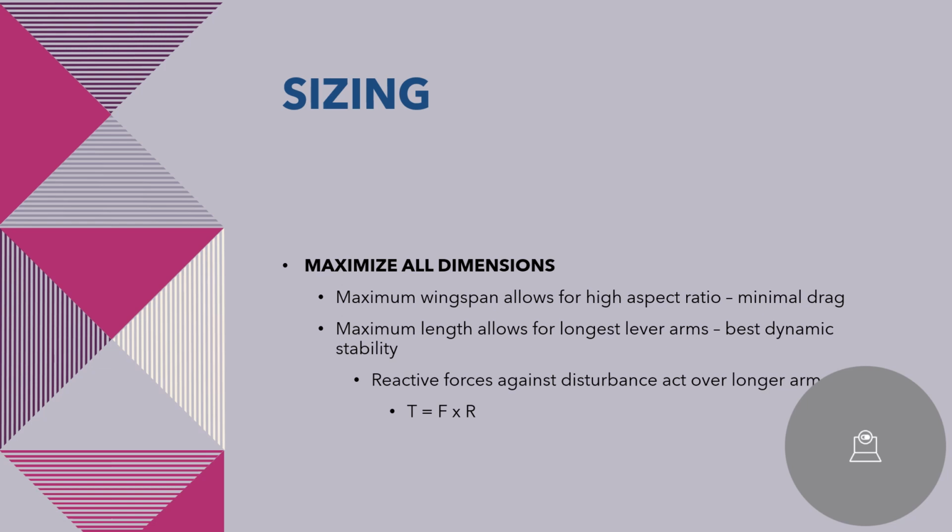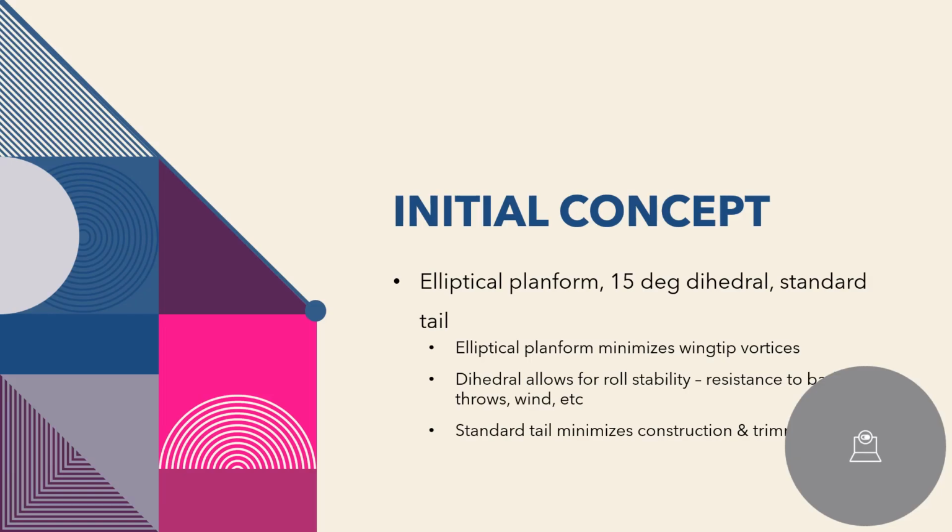So to size my aircraft, I decided to maximize every single dimension. A maximum wingspan allows for a very high aspect ratio with the same amount of lift, which means I minimize my drag due to wingtip vortices. In addition, long wings and a long fuselage allow for the longest lever arms, which means that you achieve the best dynamic stability. In the end, when the glider is thrown, it is able to obtain its level attitude and then maintain that throughout the glide most easily.